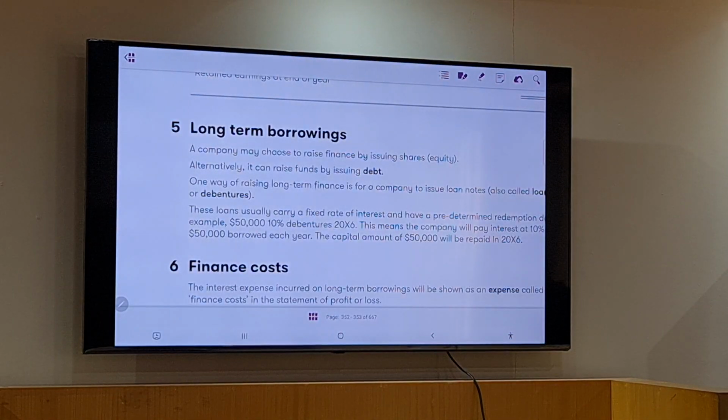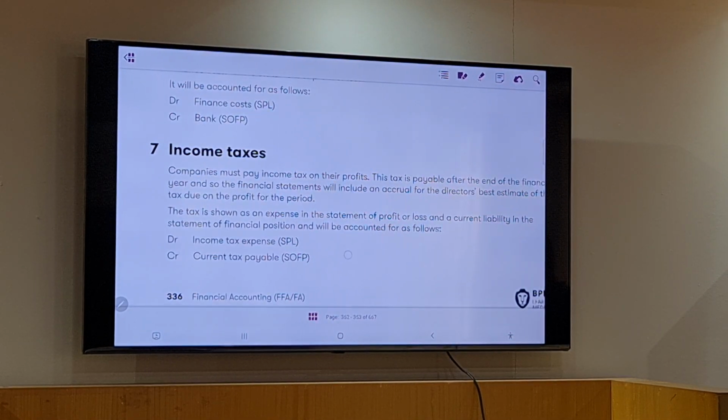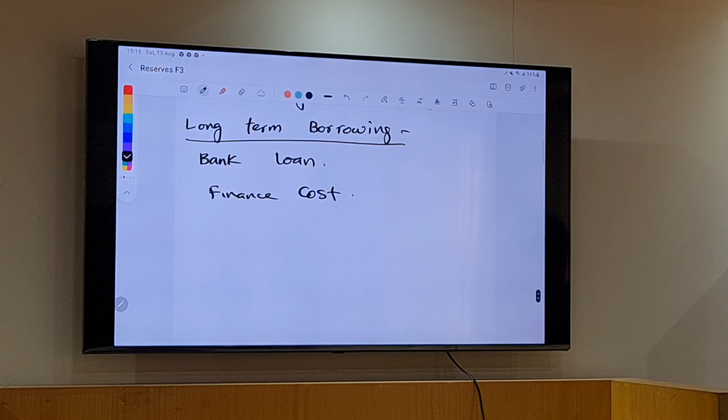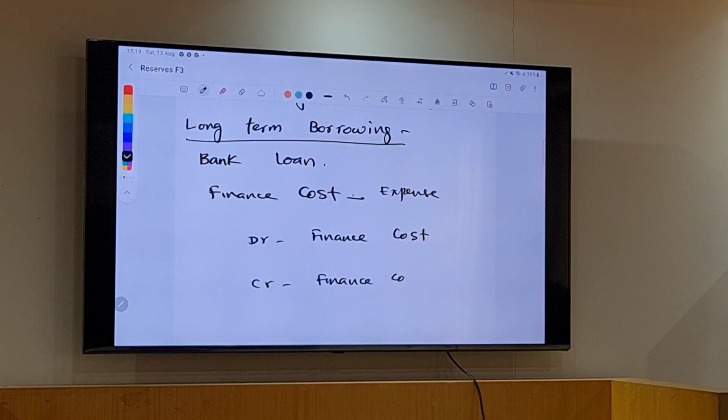What do you think the double entry for finance cost is? Finance cost is an income or expense? It's an expense. So you should debit finance cost and then credit Bank, or finance cost payable. Separately you can show. Sometimes you can add to the loan. Clear?